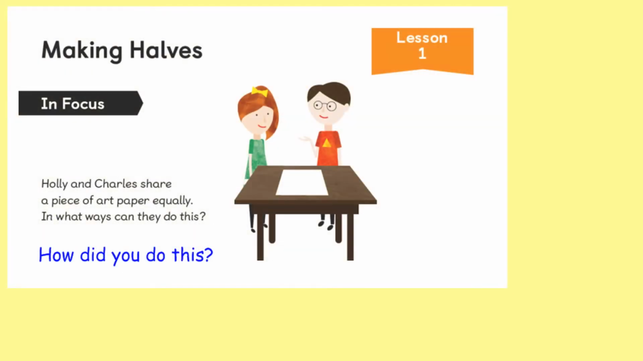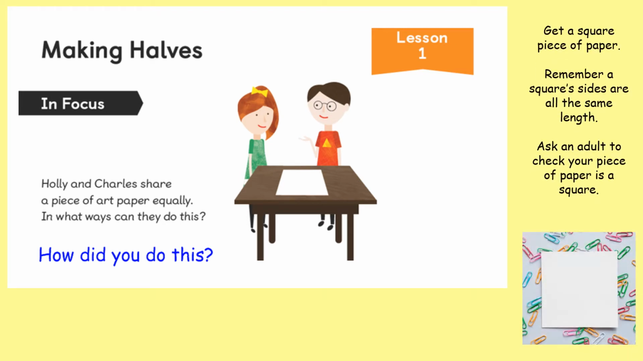Okay, guys. So first of all, I would like you to get a square piece of paper. Now remember that a square's sides are all the same length. Now you may need to ask an adult to check that your piece of paper is a square, but you might want to ask them to help you make a square. Okay, so you're going to need a square. So all the sides need to be the same length.